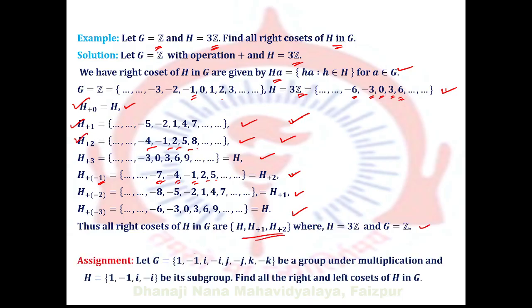So similarly we can find all right cosets of this subgroup H set containing 1, minus 1, I, minus I, in the given group G that contains 8 elements: 1, minus 1, I, minus I, J, minus J, K, minus K. We have to find here all left and right cosets of H in G under the operation multiplication. Left coset म्हणजे काय, जो एलिमेंट असेल तो लेफ्ट हँड साइडला असेल, आणि राईट कोसेट म्हणजे काय, तो एलिमेंट H च्या राईट हँड साइडला असेल.